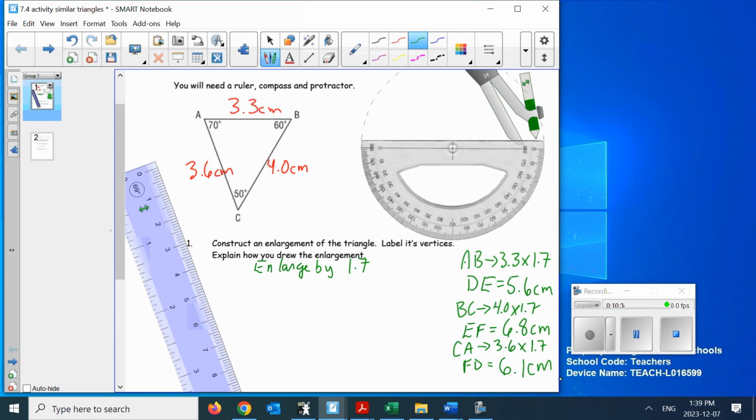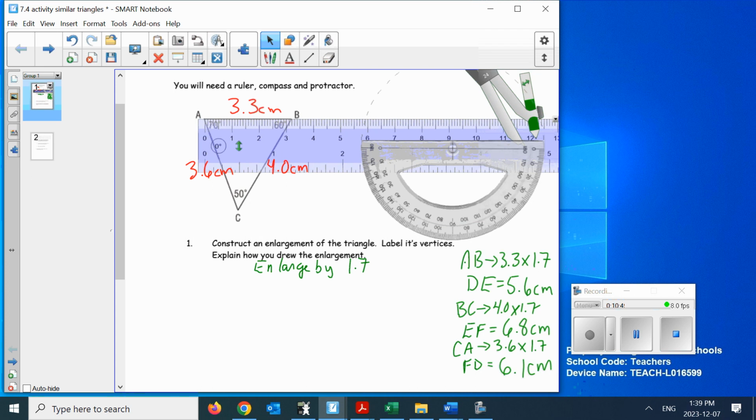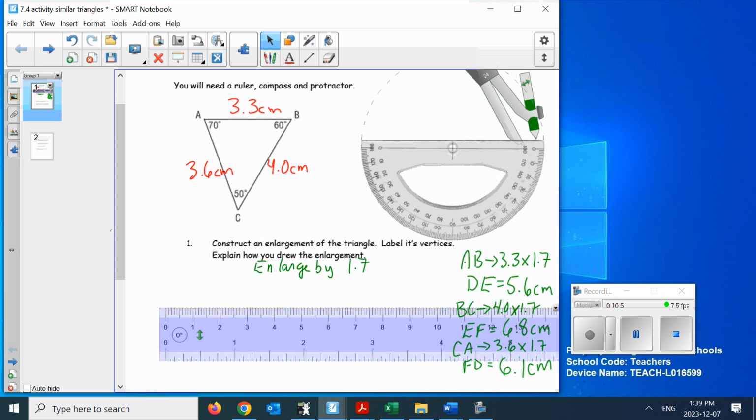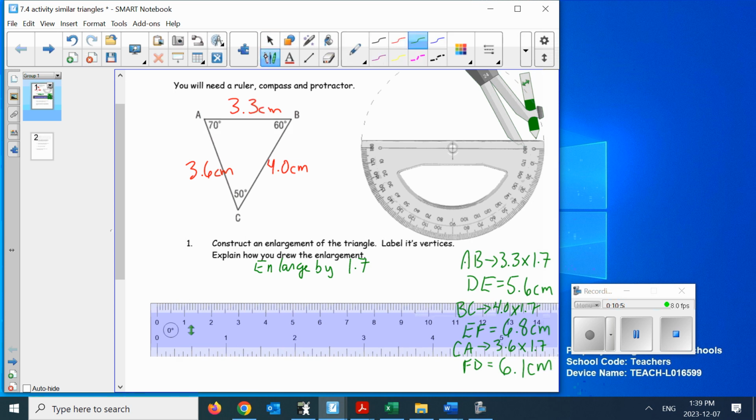It will be proportional to the original. So I suggest we start with the side that's similar to AB, and that's DE. Okay? So DE, green mark, I'm going to draw 5.6 centimeters. We calculated this, right? You guys are to draw the flat horizontal line.